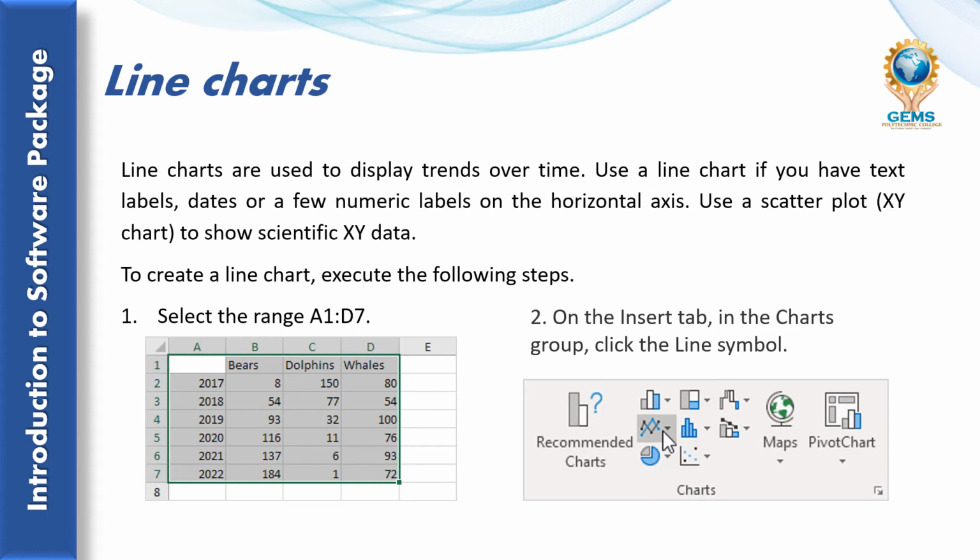So here, how to create the line chart? First, select the range. Okay, this is the A1 to D7 range. So on the Insert tab, in the chart group, click the line symbol. This is the line symbol. So you can click the line symbol from the chart group.